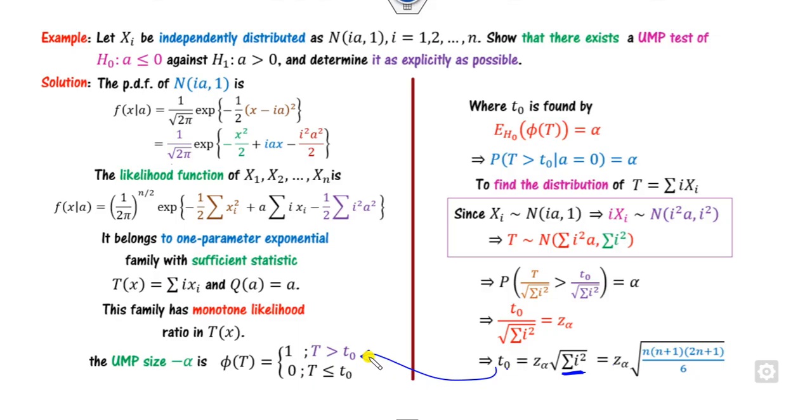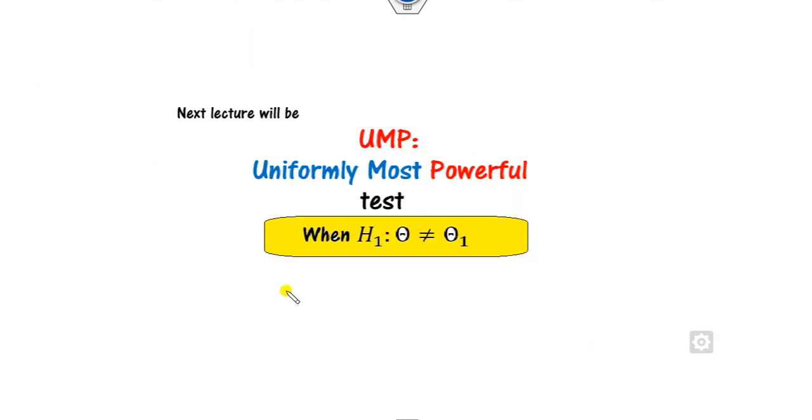So this is the way you can solve this UMP test in a very simple manner. Make sure that the most important concept is you have to understand this monotone likelihood ratio. We will see in the next lecture the two-sided UMP test, and we will check whether there is an existence of this or not. I hope you can simply learn this concept in a very simple manner.